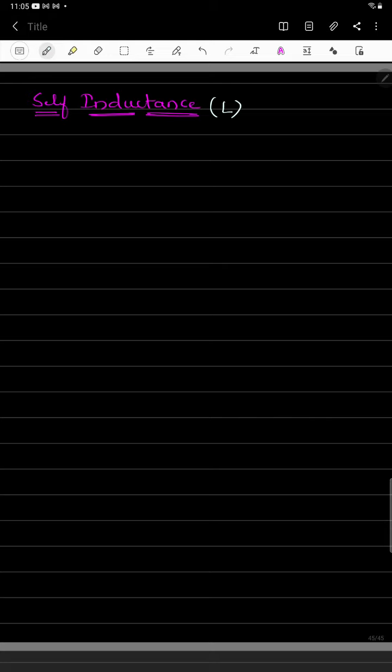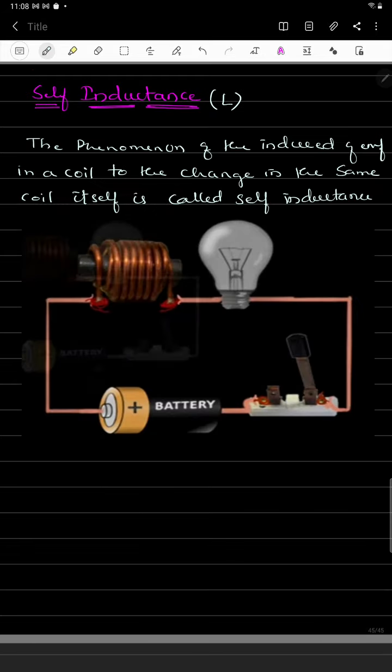Before deriving this expression, we will briefly see what self-inductance is and how you get an EMF from that circuit. The definition: the phenomenon of the induction of EMF in a coil due to the change of current in the same coil itself is called self-inductance.